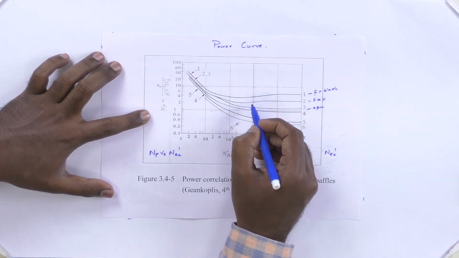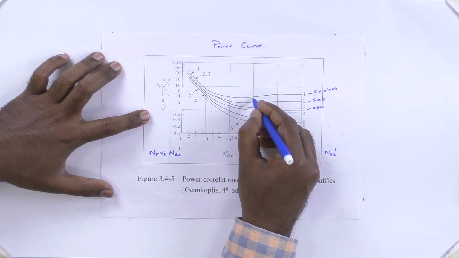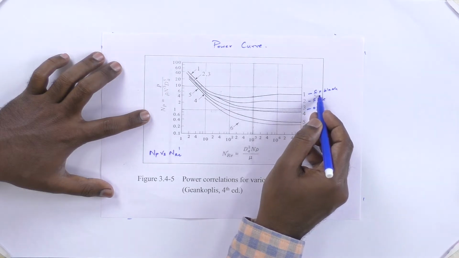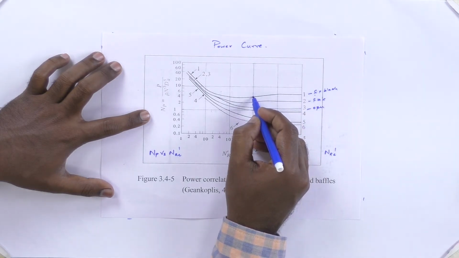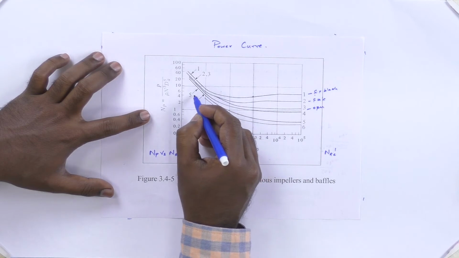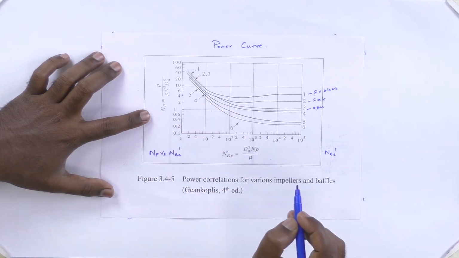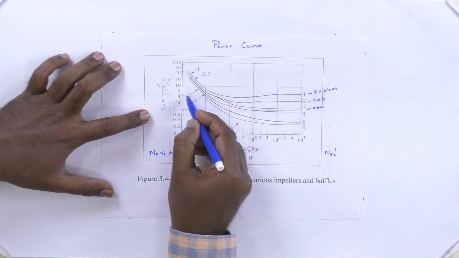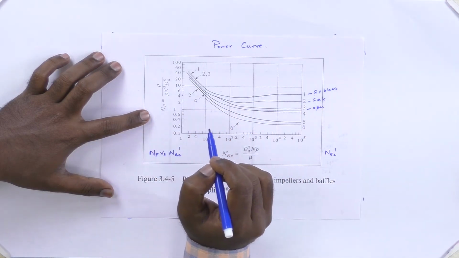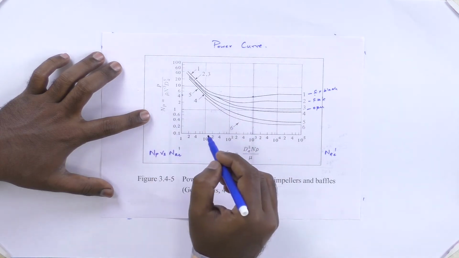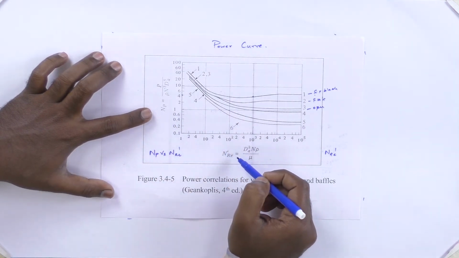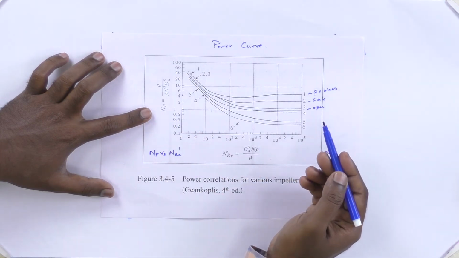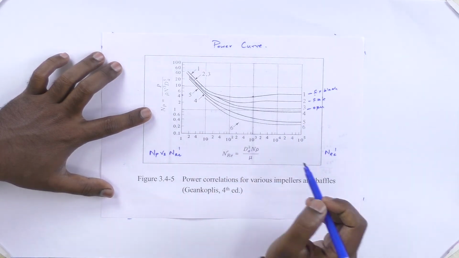So at 10 to the power of 3, we need to draw a straight line vertically, and it has to cut the first curve, because the first curve is our impeller. Where it cuts, we have to draw a horizontal line and identify the power number. So for 10 to the power of 3, for a 6 blade impeller, the power number is 4. Like this, we need to identify the power number for each and every corresponding Reynolds number. Using this power number, we can calculate the total power required for the mixing.